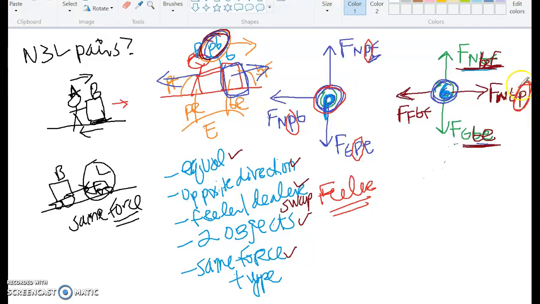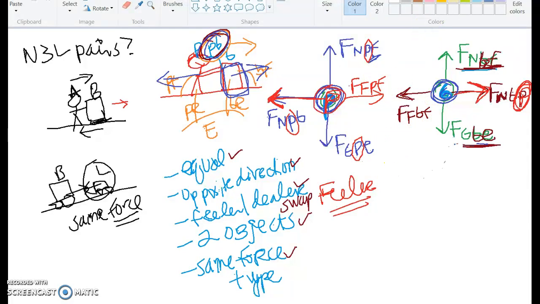When he's the dealer, when he's the last letter, this is what he's doing. He's pushing the box to the right. He's the dealer. On this diagram, this is what he's feeling. He's feeling the box push back at him, to the left. And again, we know if he's not moving or at constant speed, that there has to be a friction.